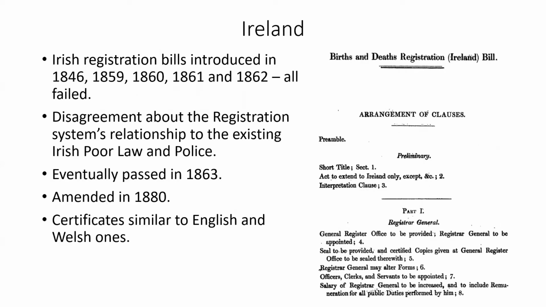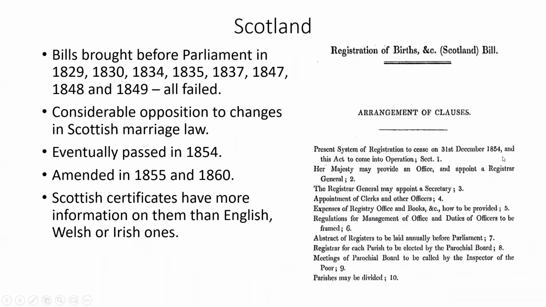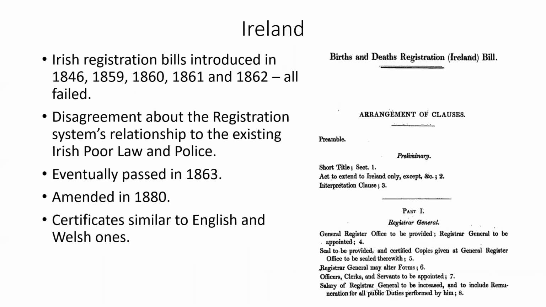In Ireland, it took even longer to get civil registration introduced. There was an 1844 Marriage Act that stipulated that all non-Catholic marriages in Ireland had to be registered, but full civil registration wasn't passed until 1863.